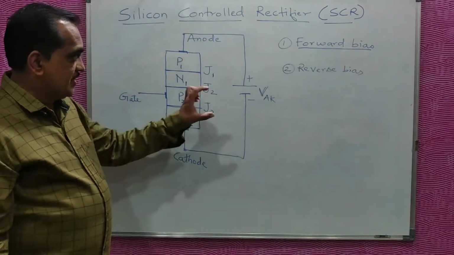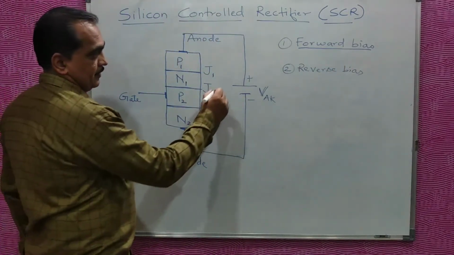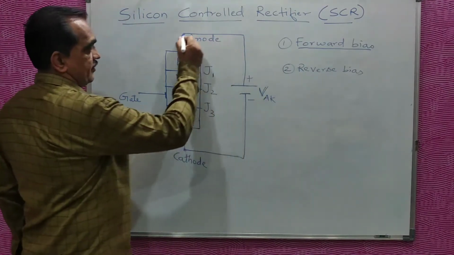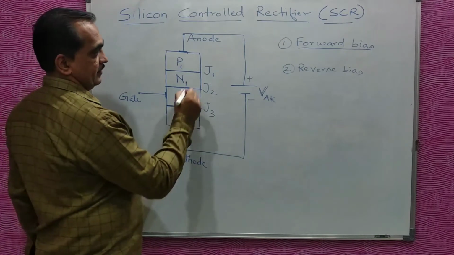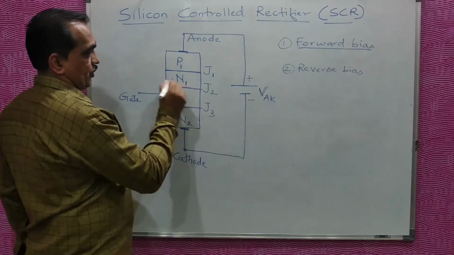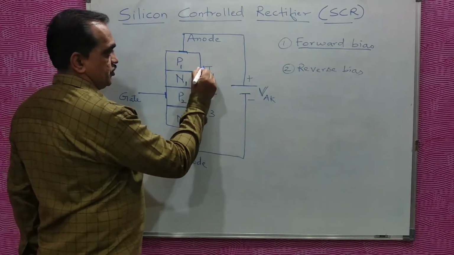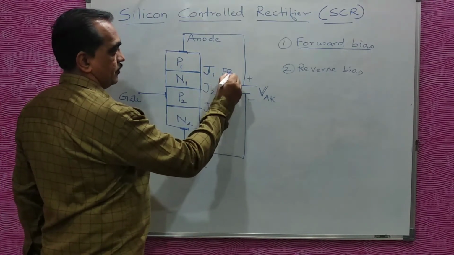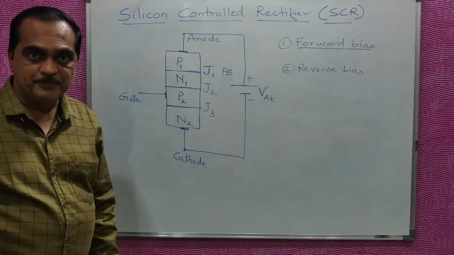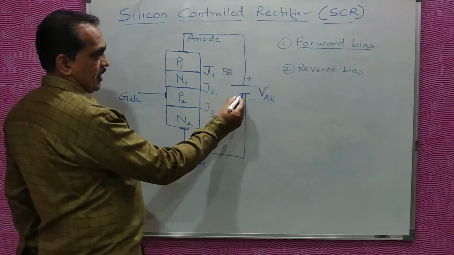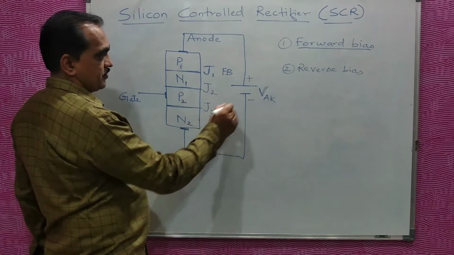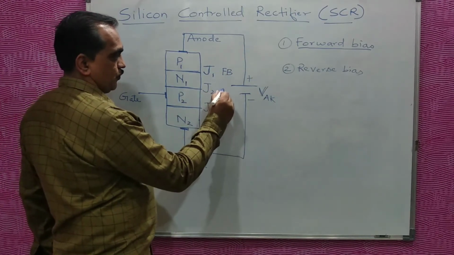Now in this condition, what will happen? Because this is positive and it is connected to P type material, and this is negative and it is connected to N type material, the first junction J1 will be forward biased. Similarly, for junction J2, considering the polarity of this voltage, N is connected to positive and P is connected to negative. So junction J2 will be reverse biased.